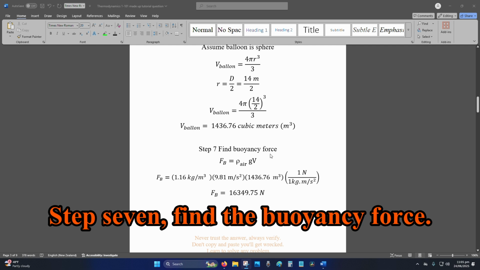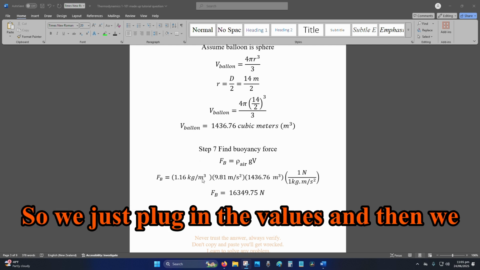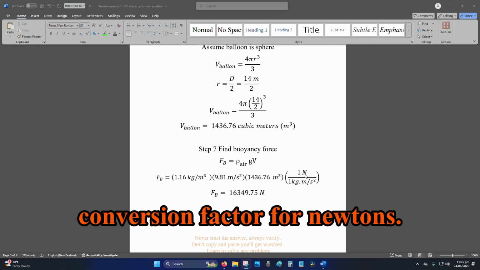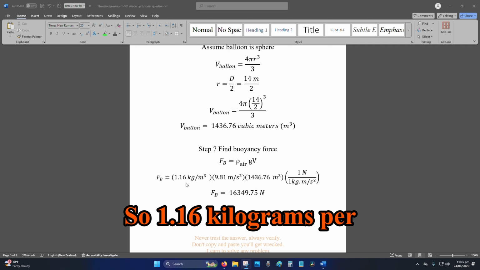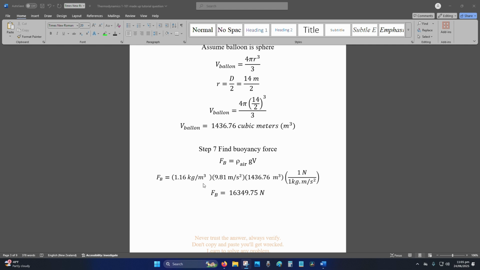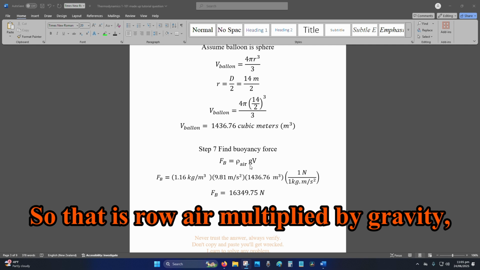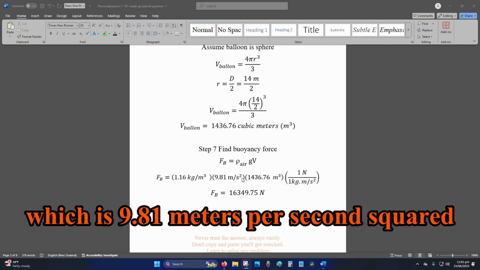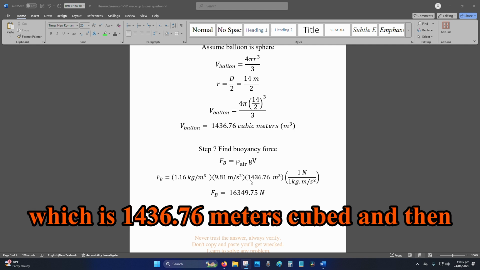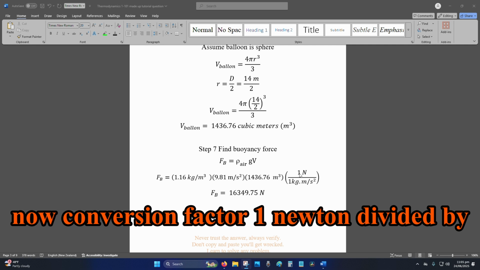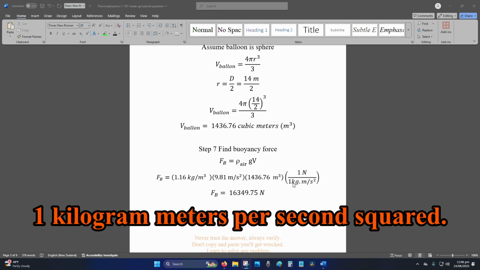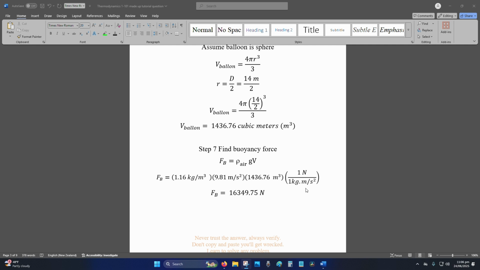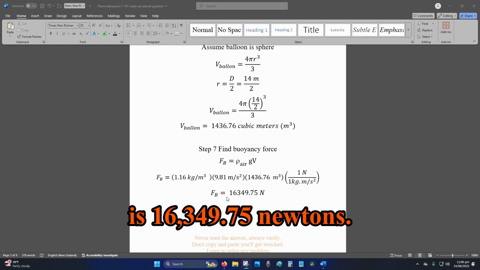Step 7, find the buoyancy force. So we just plug in the values. And then we also include the conversion factor for newtons. So 1.16 kilograms per meter cubed is the air density. So that is rho air multiplied by gravity, which is 9.81 meters per second squared, multiplied by the volume, which is 1,436.76 meters cubed. And then our conversion factor, 1 newton divided by 1 kilogram meters per second squared. So our buoyancy force is 16,349.75 newtons.